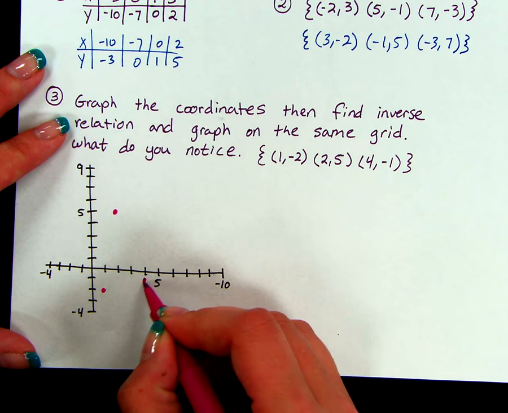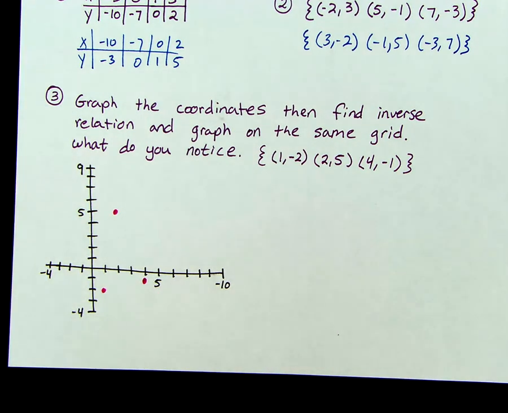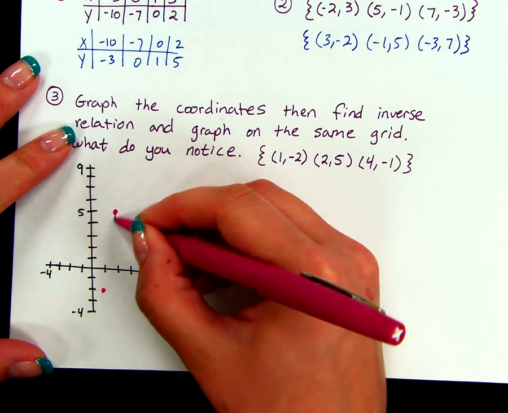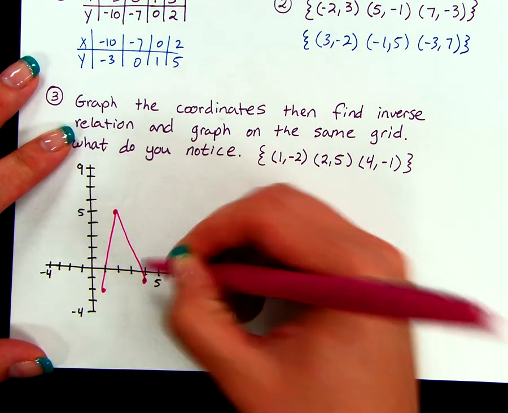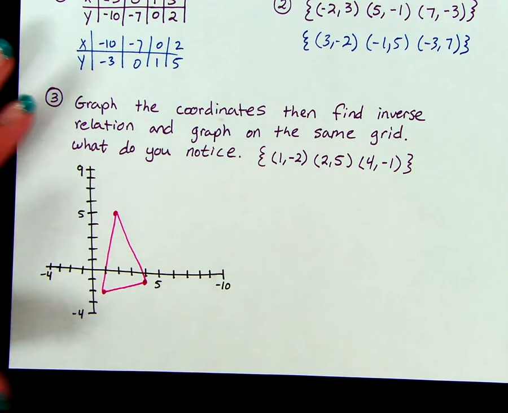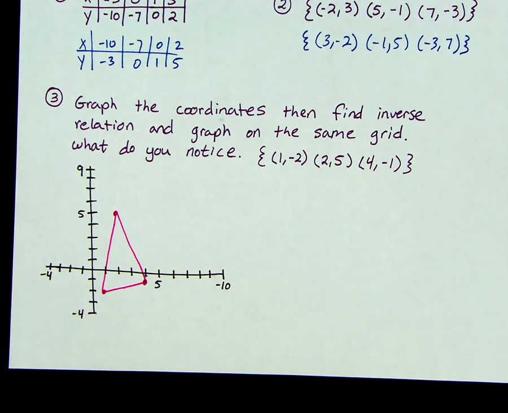Now these are just random points, so we're not going to connect them. Or if we want, I guess we could, because it looks like it's going to make a triangle. So yeah, let's connect them. It'll give you a little bit better idea too of what we're asking you to notice.